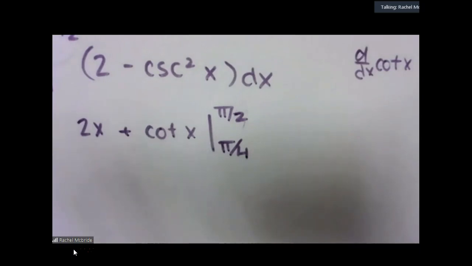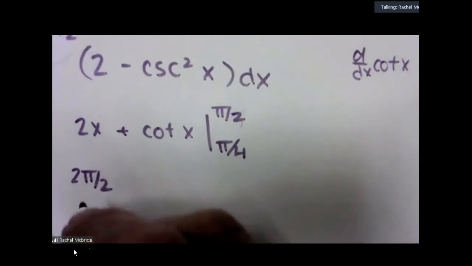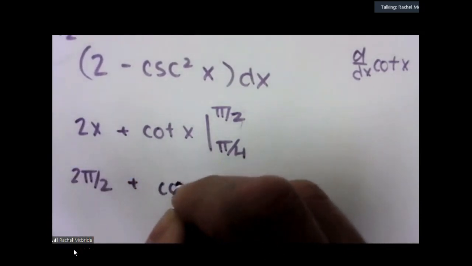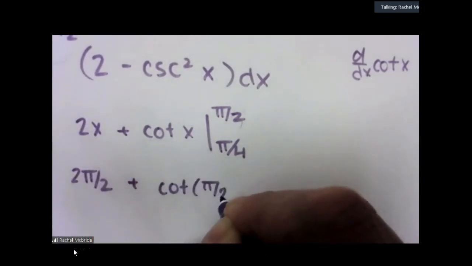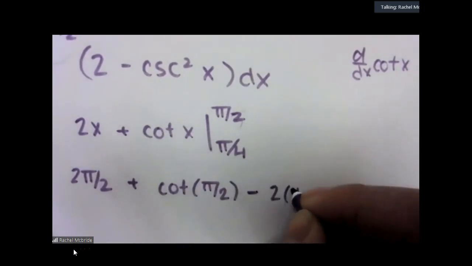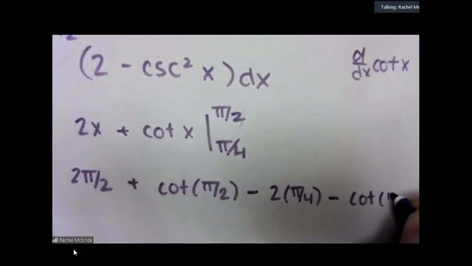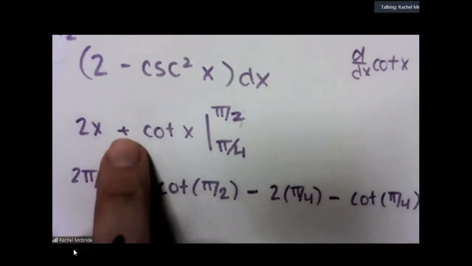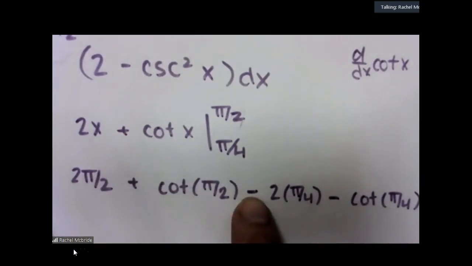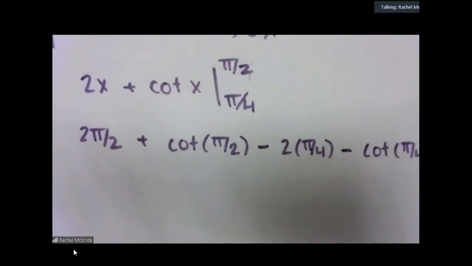And then you plug in. So you get 2 pi halves plus the cotangent of pi halves, minus 2 times 5/4 minus the cotangent of 5/4, because that negative here for the f of b minus f of a would distribute to both parts of that problem. And then at that point, you're just going to clean it up.